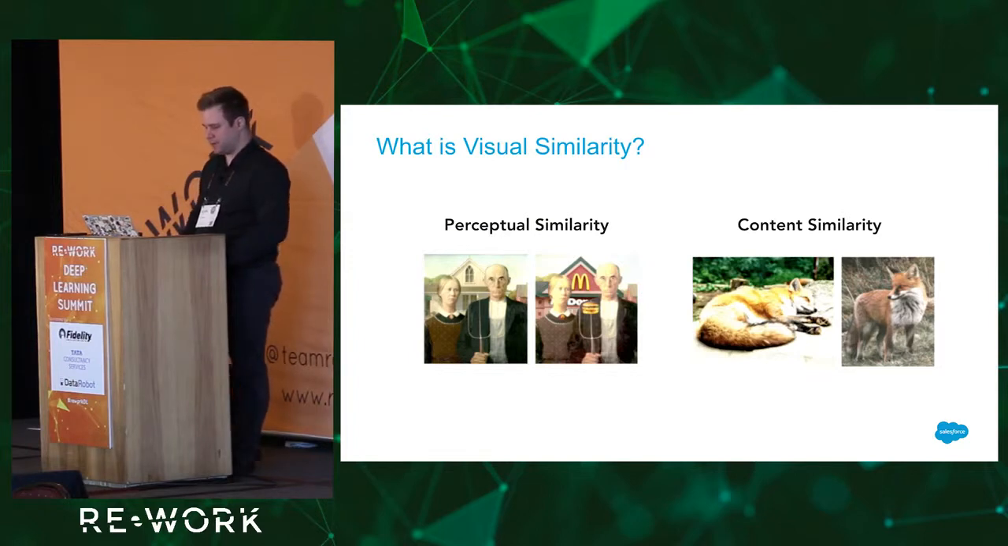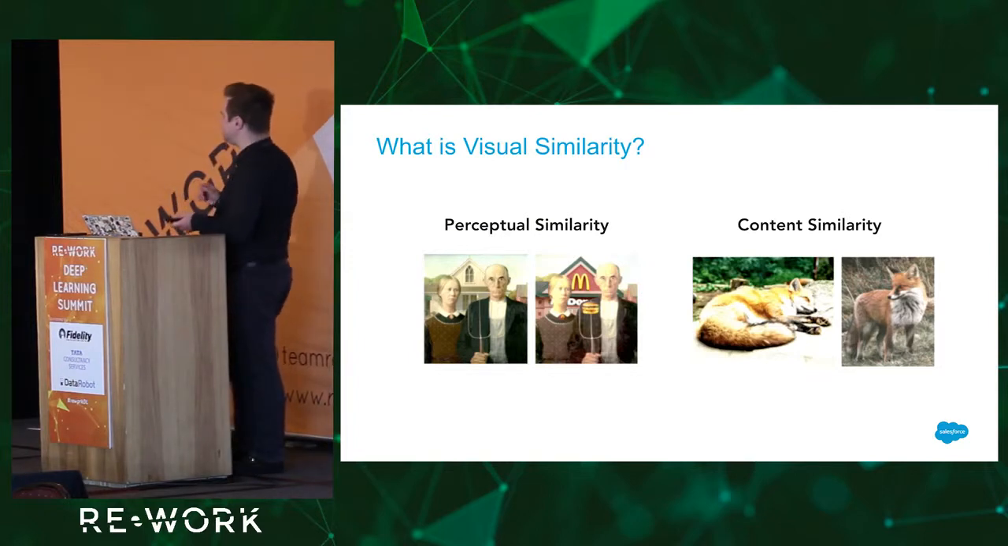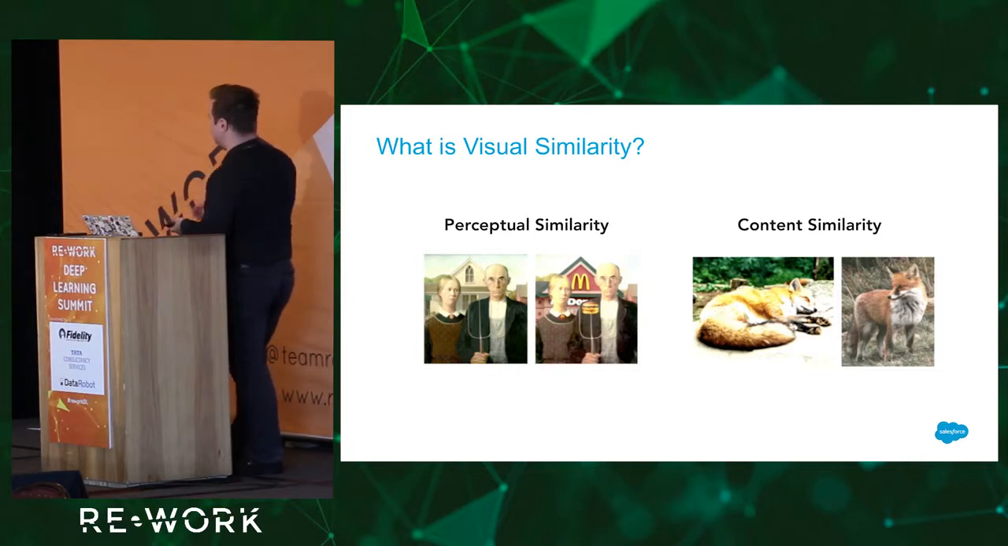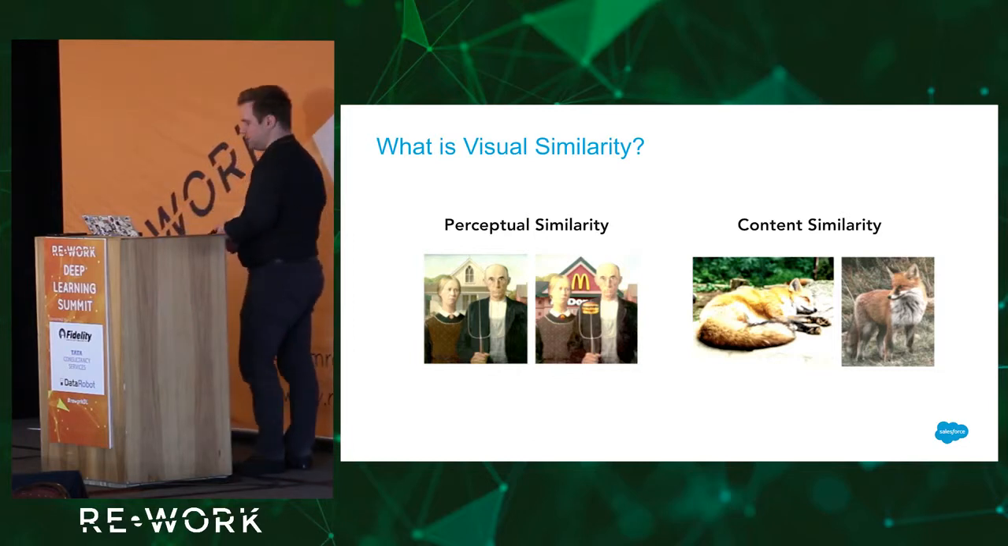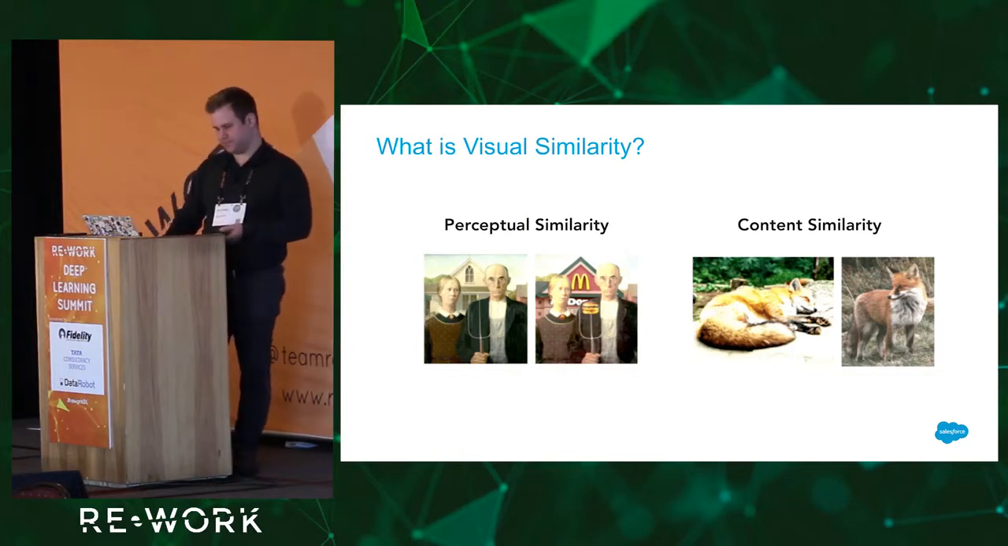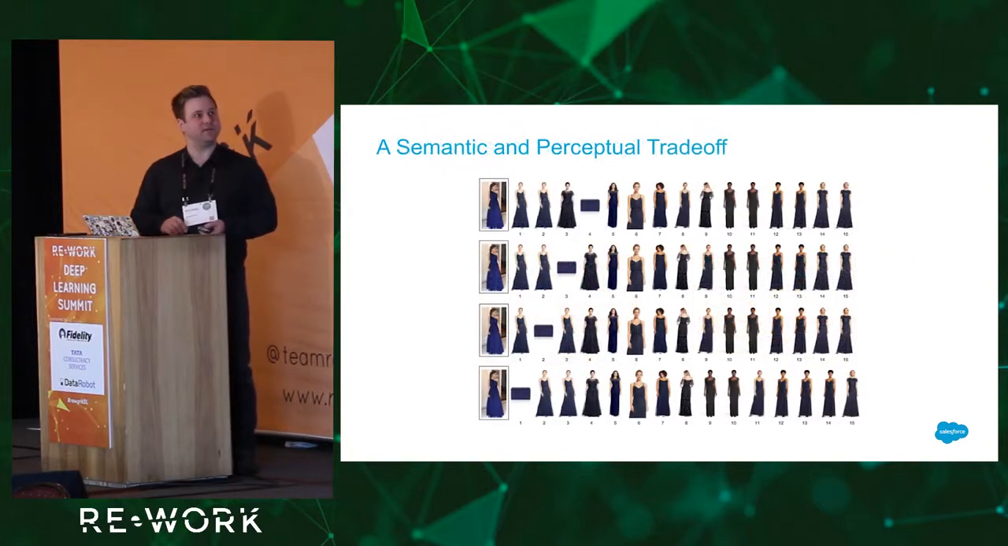Visual similarity is a little tricky of a concept. It has different connotations, and two specific ones that you should keep in mind are perceptual and content. In general, you want to establish a model that can understand both the low-level and the high-level notions of visual similarity. And there's always a trade-off between these two.